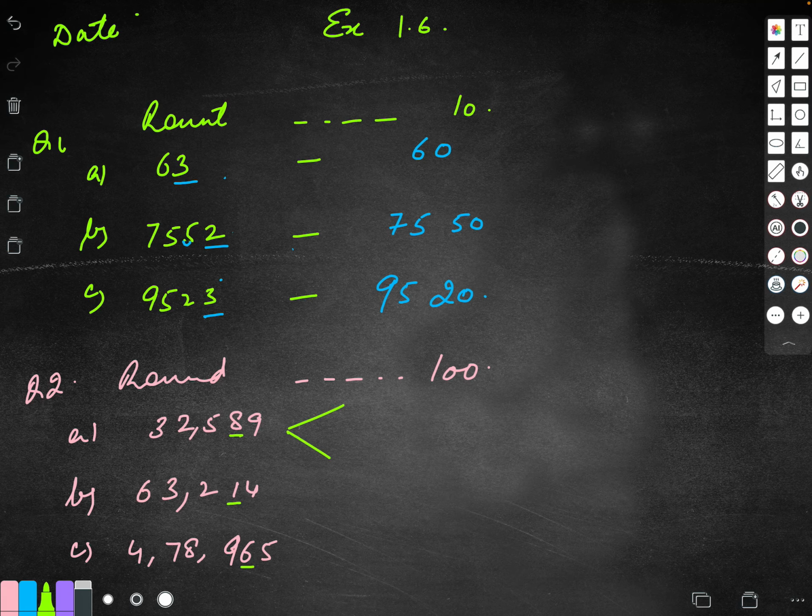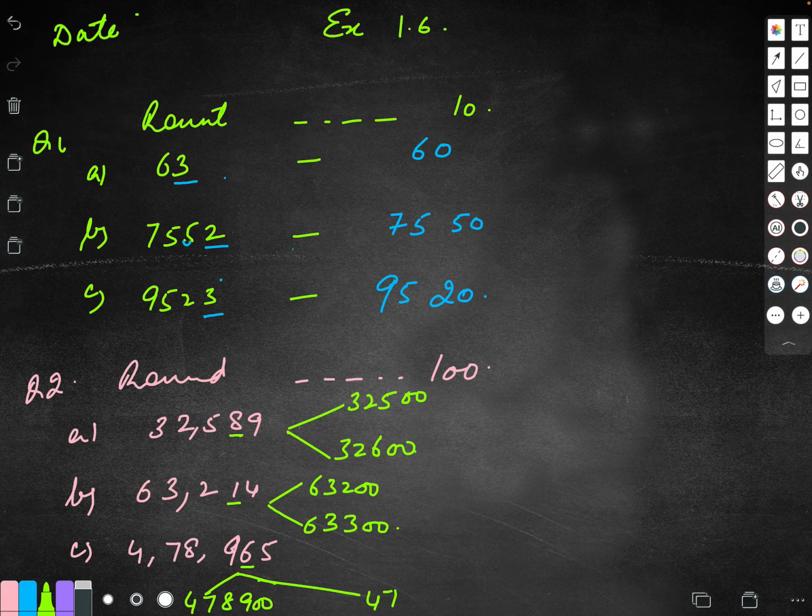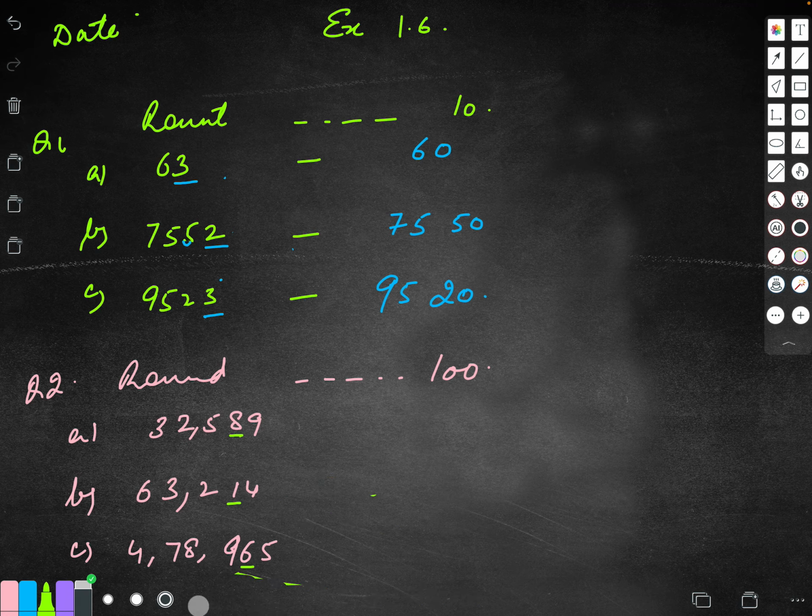For your mind, this will be rounded to 3 2 5 100 or 3 2 600. This will be rounded to 6 3 200 or 6 3 300. And this will be rounded to 4 7 8 900 or 4 7. When I add 1 here for the next one, it will become 90. So this is just for you, hold it and observe it carefully, right? No need to write it, that is why I am erasing it. You can hold the video and put a focus in your mind about it.